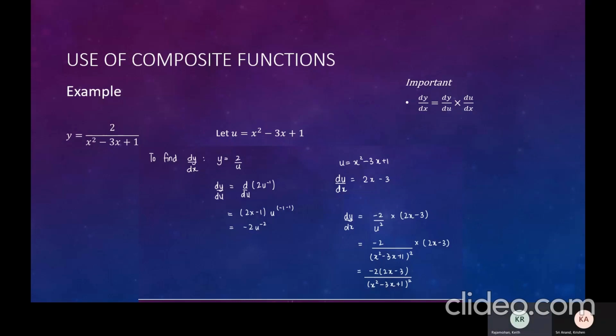So now we know that u equals x squared minus 3x plus 1 as well. So du/dx is basically 2x minus 3. So dy/dx, following the formula shown above, is negative 2 over u squared times 2x minus 3. After substituting back what u is, which is x squared minus 3x plus 1, we put that back into the equation and simplify it to show a final answer of negative 2 times (2x minus 3) over (x squared minus 3x plus 1), and the whole thing is squared.